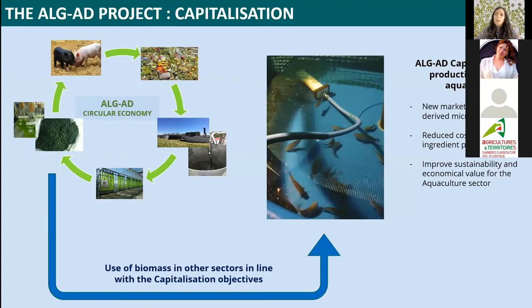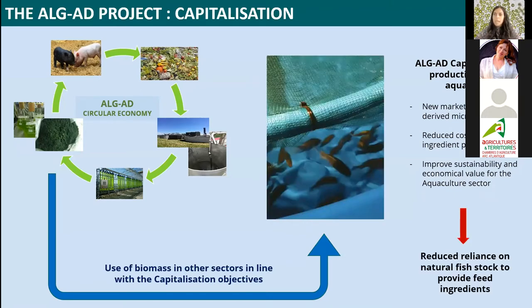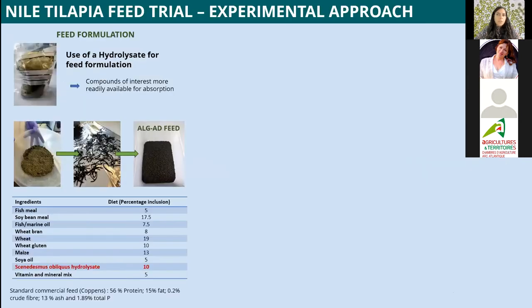The aim also was to reduce the cost of microalgal ingredients. As Philippe just mentioned, this can be quite costly to produce. But using digestate allows us to reduce the cost mainly linked to nutrients to produce the biomass, and also improve sustainability and economical value for the aquaculture sector, and finally contribute to reducing reliance on natural fish stock to provide fish meal and fish oils for aquaculture. So I'm just going to dive right into our experimental design.